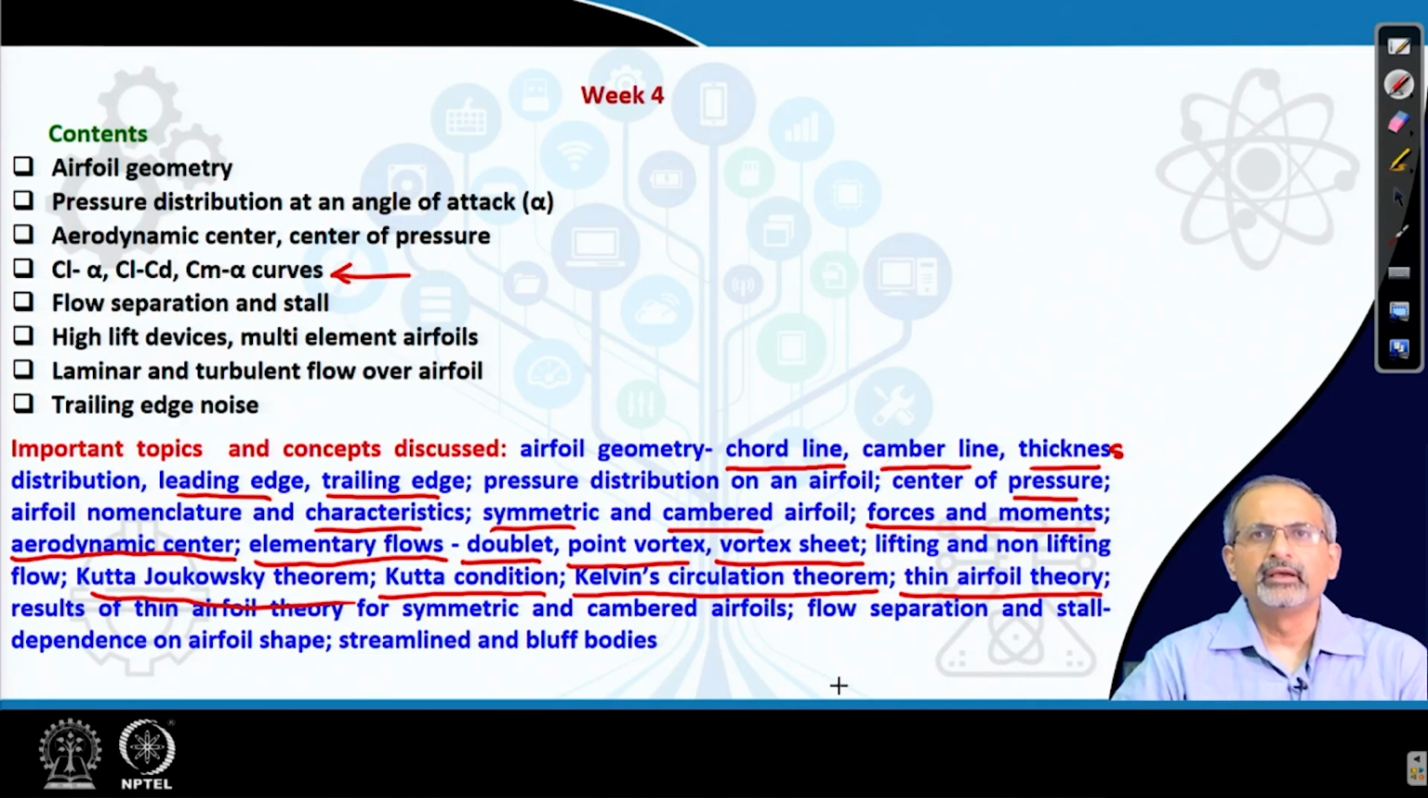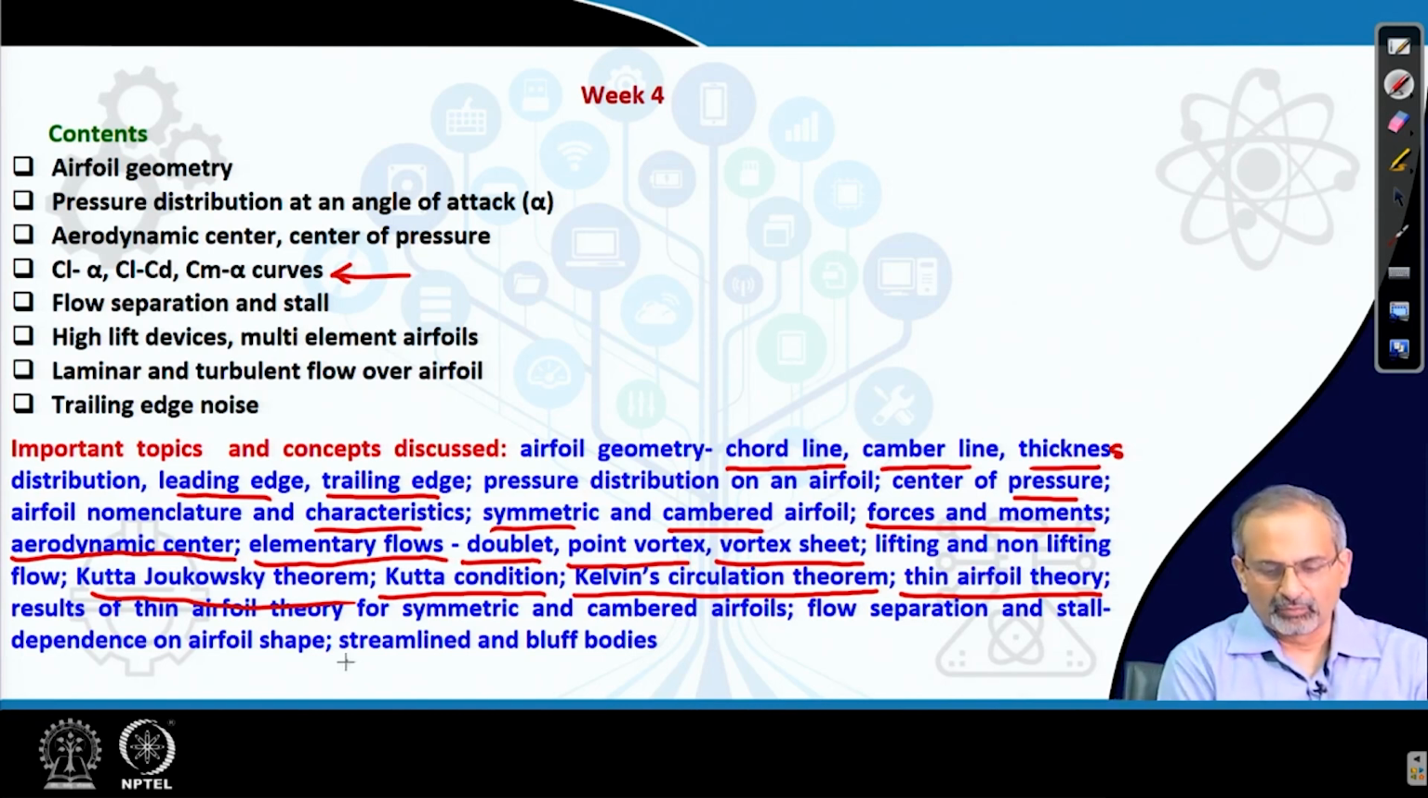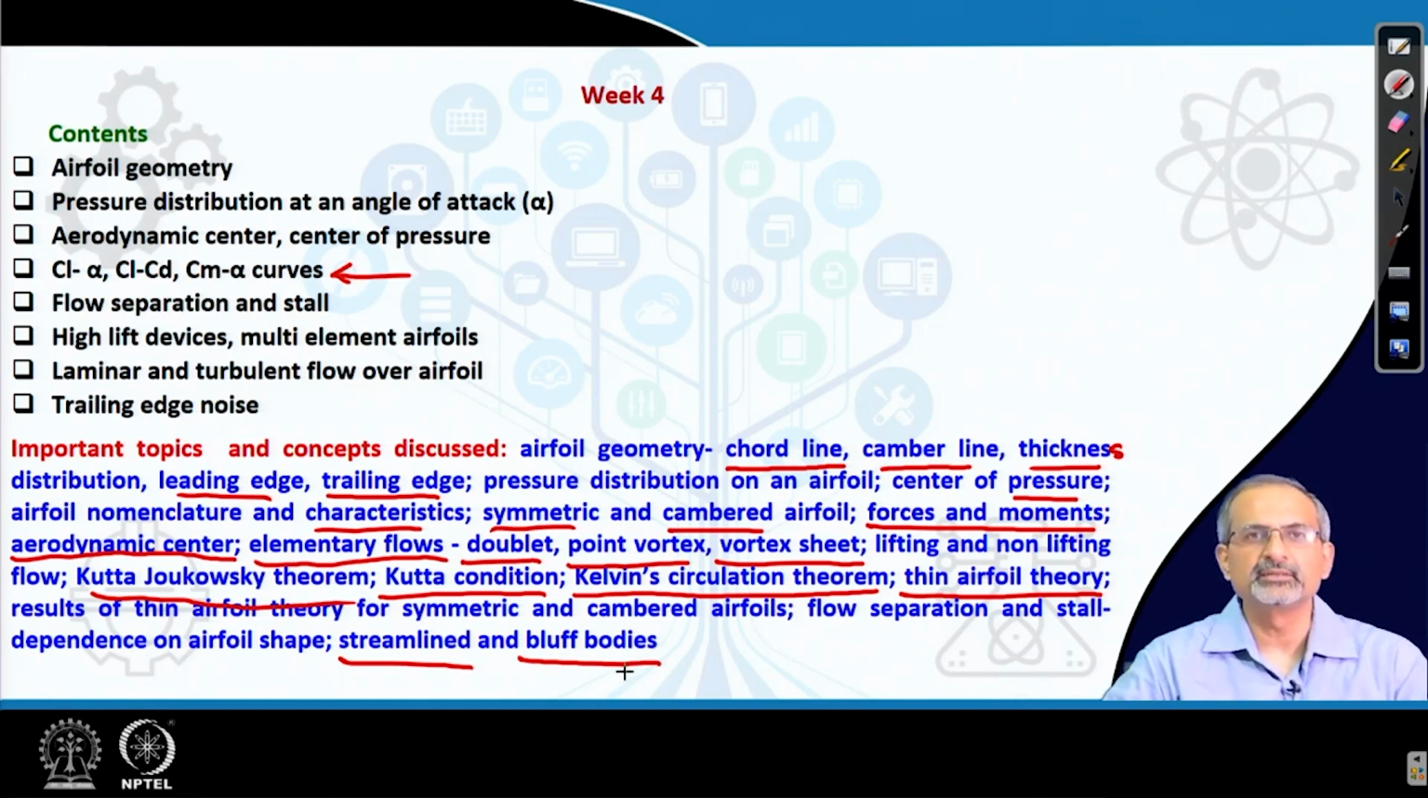We learnt about flow separation and stall, how they depend on the airfoil shape and its orientation, and we mostly spent time on streamlined bodies in this week, but we also looked briefly at bluff bodies and how the aerodynamic behavior of streamlined bodies compares with that of bluff bodies.